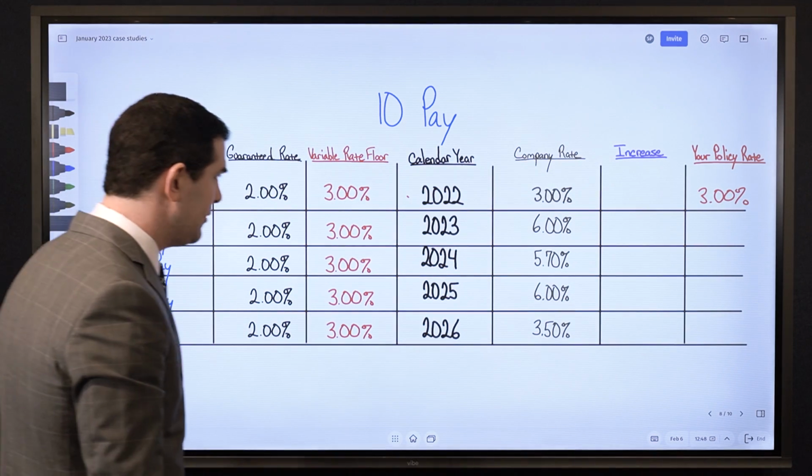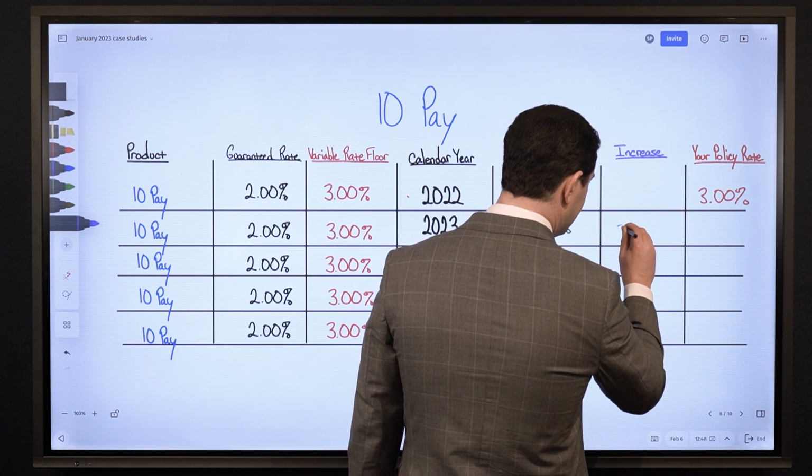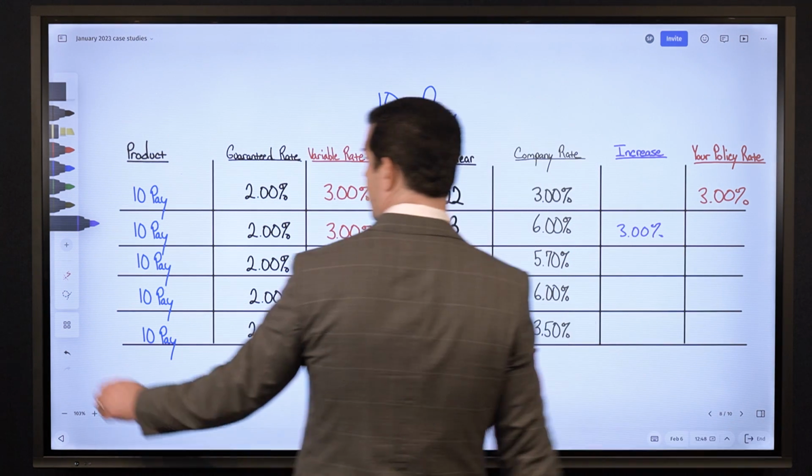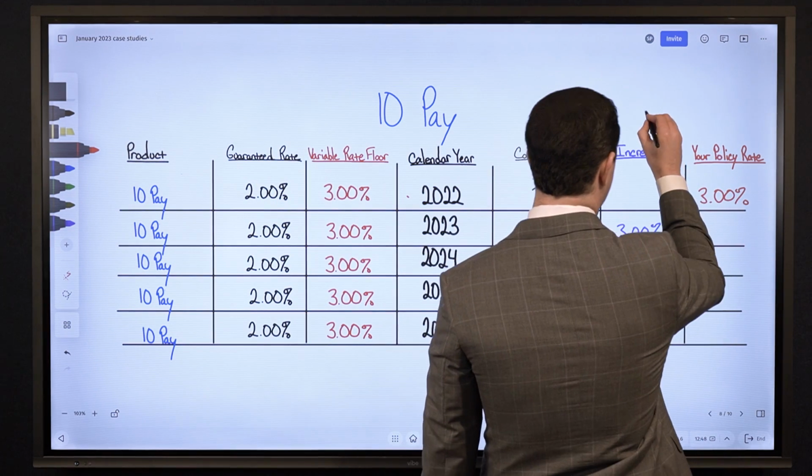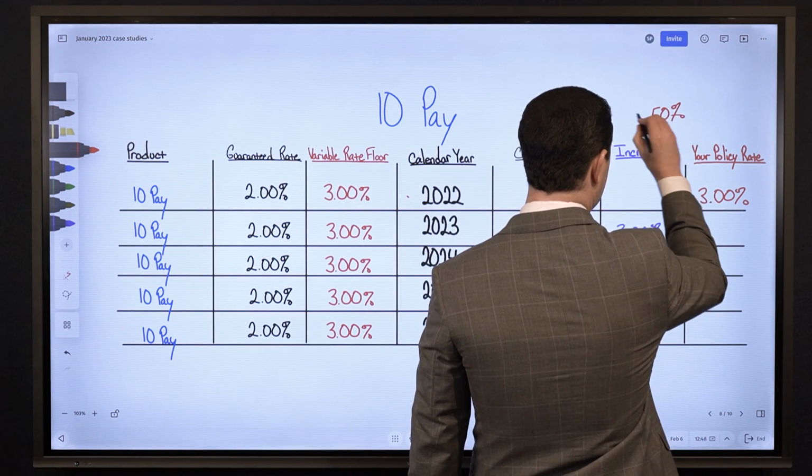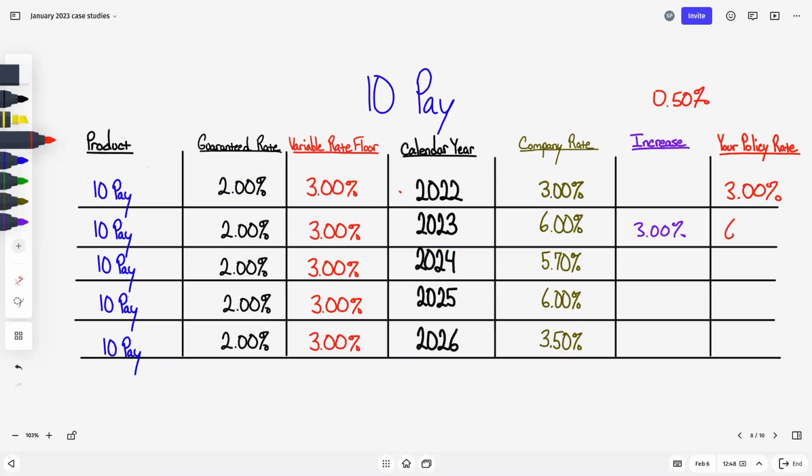So similar example here, company's rate jumped up to 6%. So what happens? It's a 3% increase. The increase was greater than 50 basis points. So what that means, if this is your policy, you're now at 6%. Next year, what happens? Down to 5.7%, 30 basis points, which means your rate is now at 5.7%. Similar trend to the high early cash value product. What's the only difference? You've got a lower floor. So the next year, there's an increase, but it's less than 50 basis points. So you're still at 5.7%.